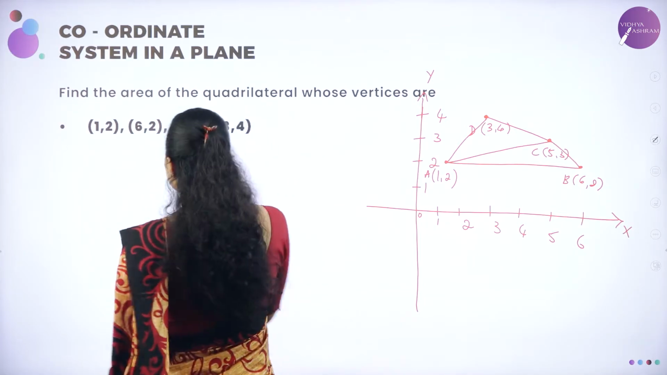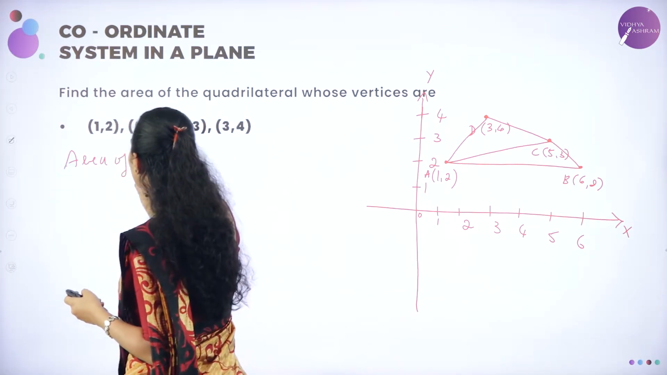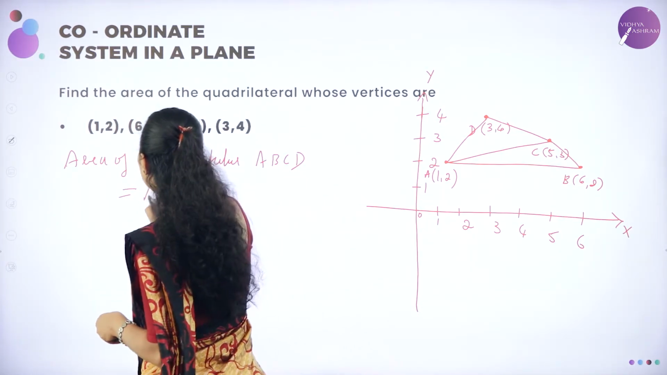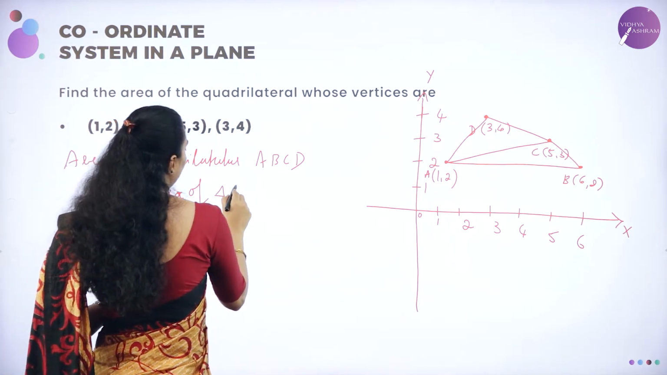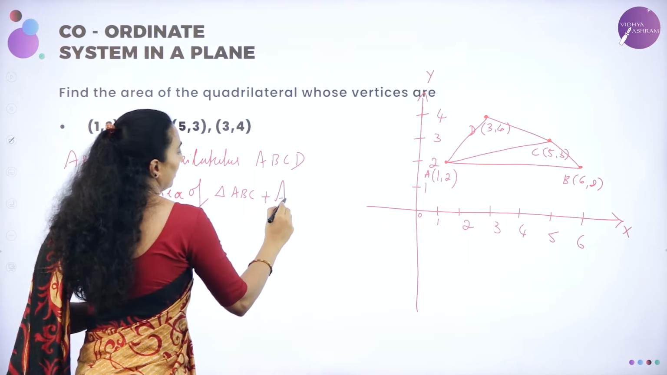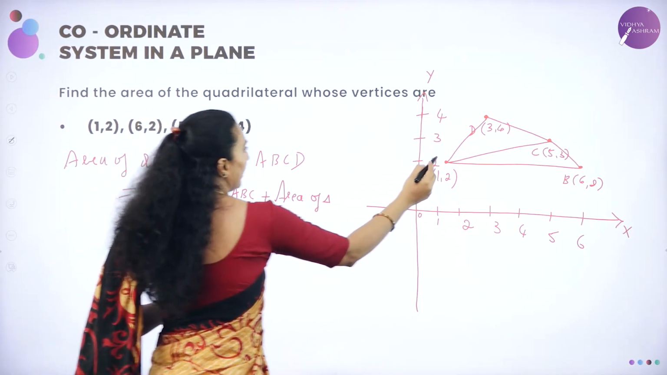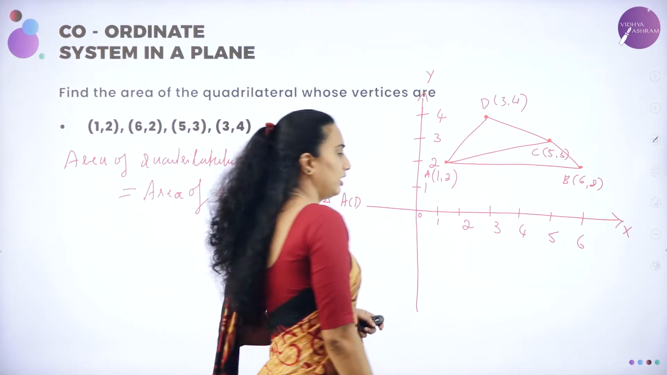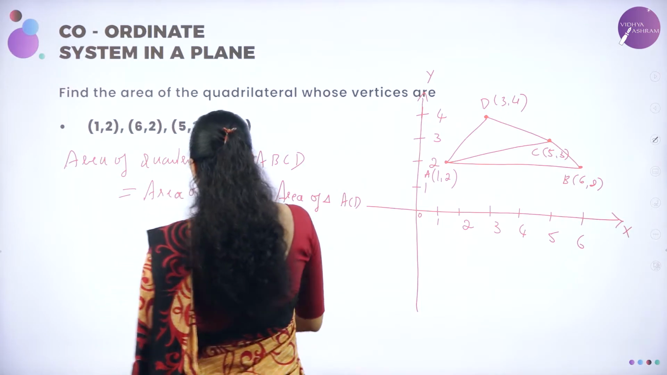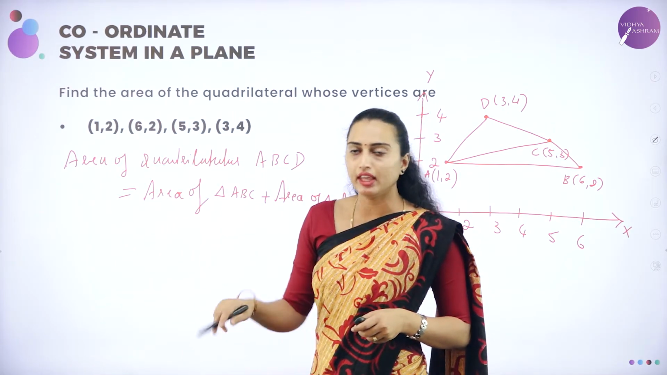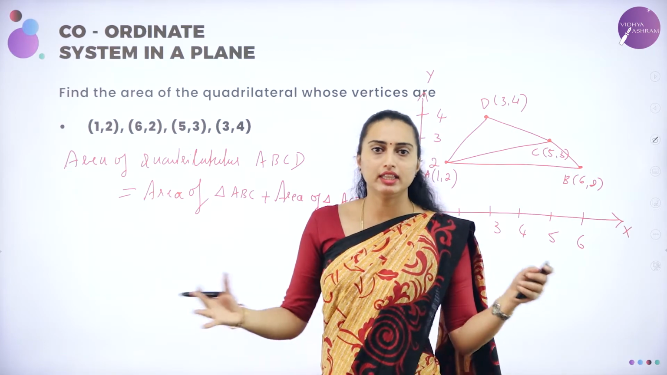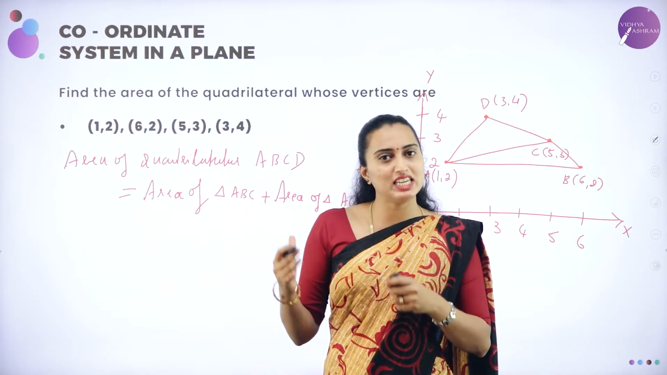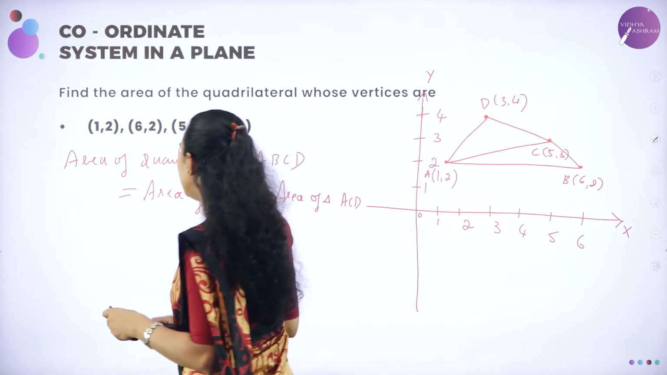So I am going to write it here. The area of quadrilateral ABCD is given by what? Area of triangle ABC plus area of triangle ACD. Understood? So we'll be moving on to finding first the area of triangle ABC and then the area of triangle ACD. Then we are going to add those 2 so that we get the area of quadrilateral ABCD, isn't it? So let me calculate first the area of triangle ABC.